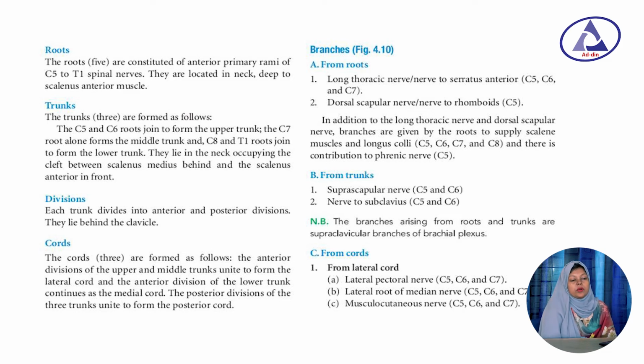coracobrachialis. Very important musculocutaneous nerve, এই নার্ভটা অবশ্যই ইন ডিটেলস পড়তে হবে। সো যখন ল্যাটারাল কর্ড থেকে নার্ভ আসবে তাদের রুট ভ্যালু হবে cervical 5, 6 and 7. Because lateral cord is formed by the anterior division of upper trunk and middle trunk. So the root value is cervical 5, 6 and 7.